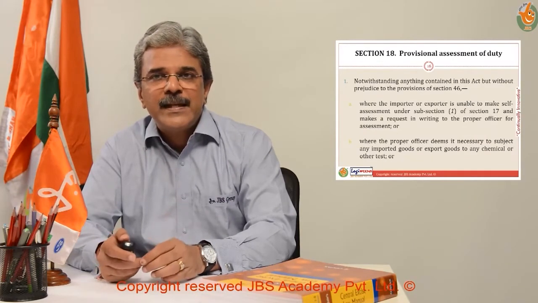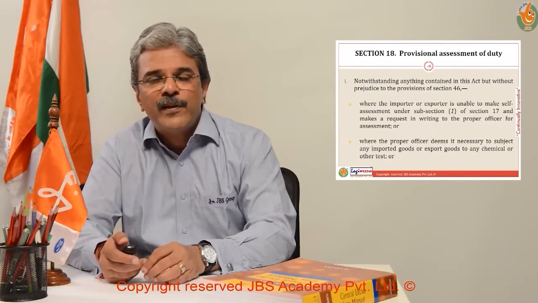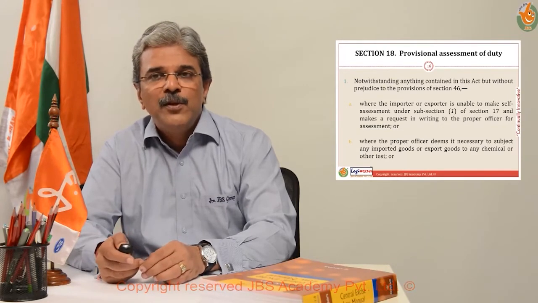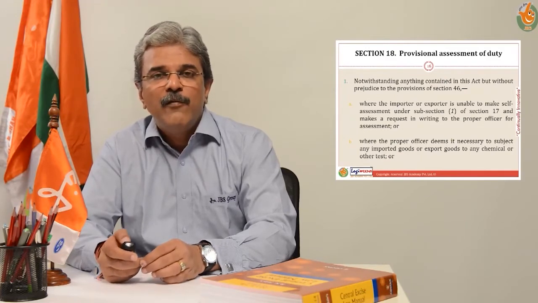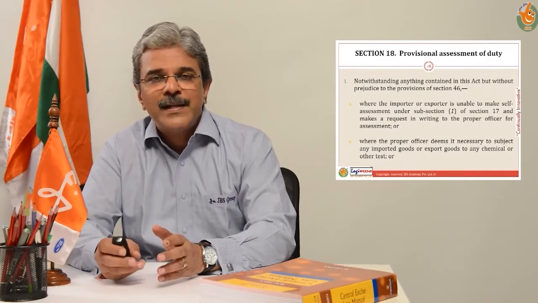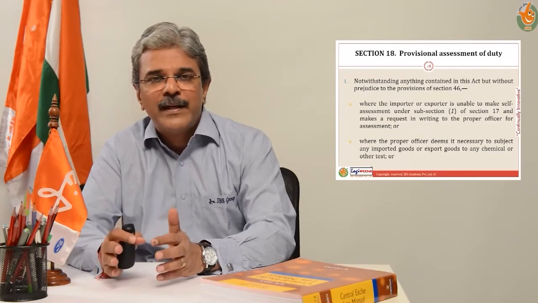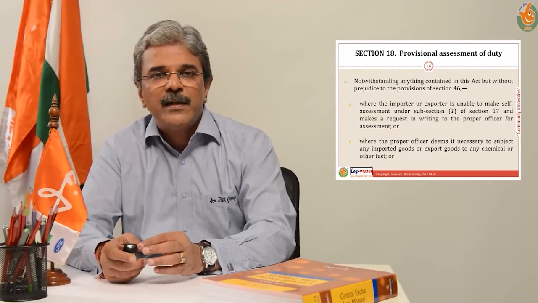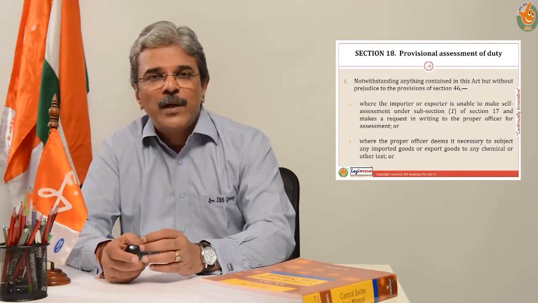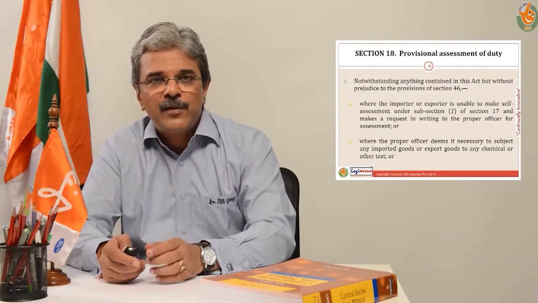Section 18. Section 18 talks of provisional assessment of duty. You may find a number of times that it is not possible for an importer to assess his consignments to the correct rate of duty. So Section 18 gives an option that somebody may apply to customs for a provisional assessment of duty.